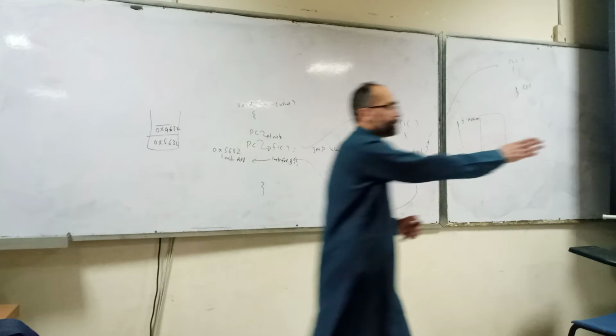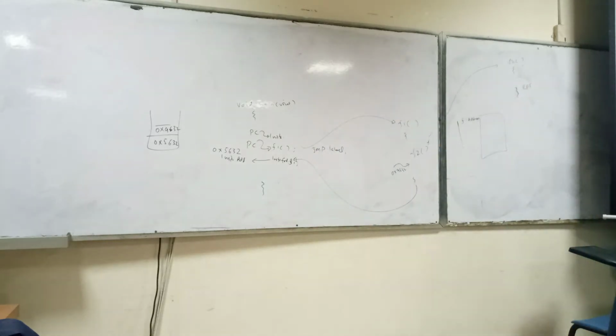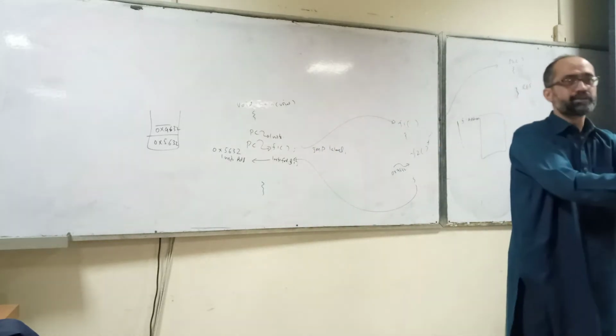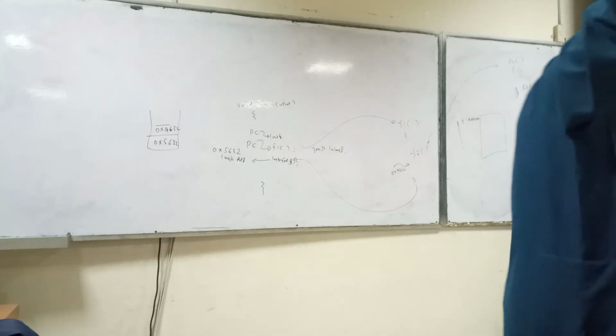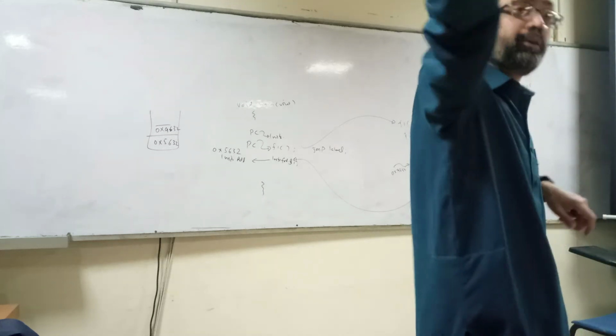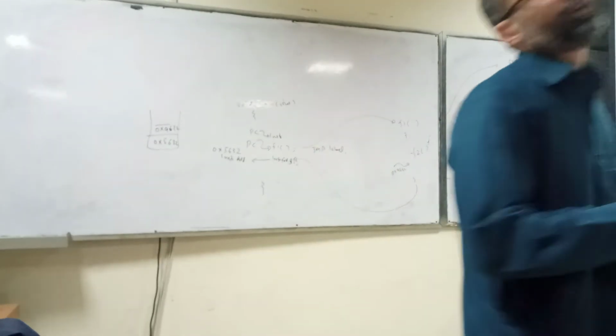Now let's assume these are different instructions. The first instruction is executed, then the next instruction, then the next instruction. Let's assume there is a jump. It will jump to the subroutine and this address is stored back. When it returns, it will resume from that particular point.